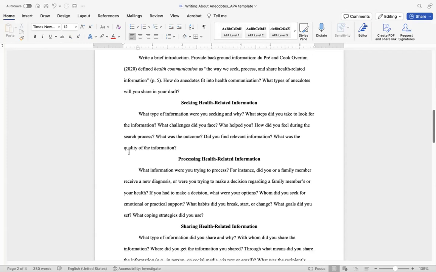Down lower, you can see that I've put all the major headings that we talked about a few minutes ago. The headings are centered in bold and in title case. So this means that all the major words, including prepositions and conjunctions of 4 or more letters, are capitalized. So we've got seeking health-related information, processing health-related information, and sharing health-related information. Again, those big 3 points.